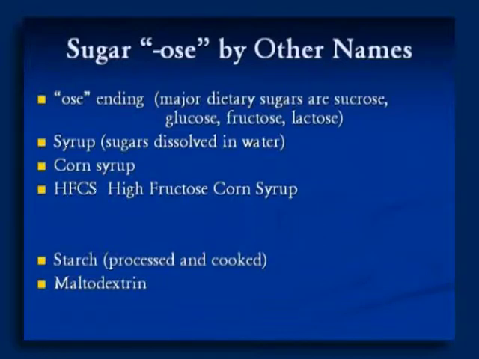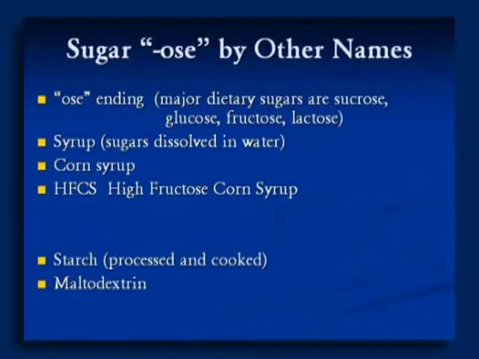Dissolve sugars in water and you get a syrup. Honey, agave, and maple syrup are examples of syrup, sugars dissolved in water. Corn syrup, very important for our industrial food chain production. High fructose corn syrup, we'll talk about that one also.